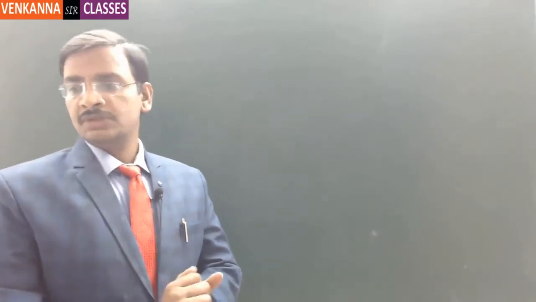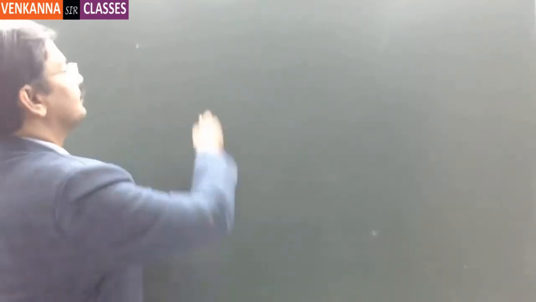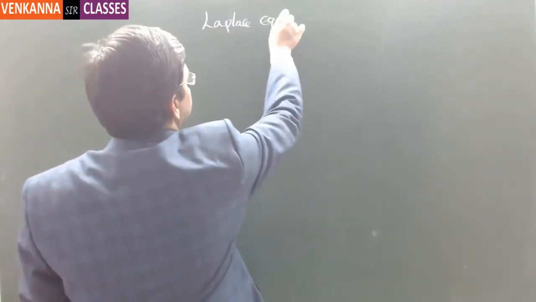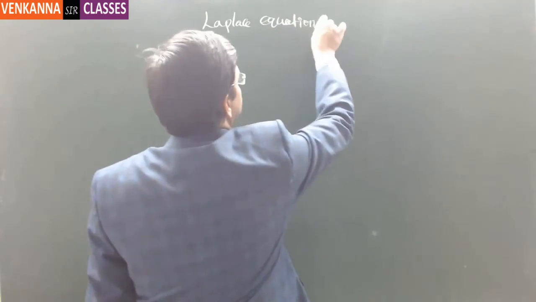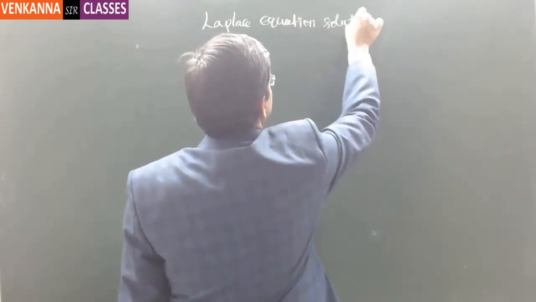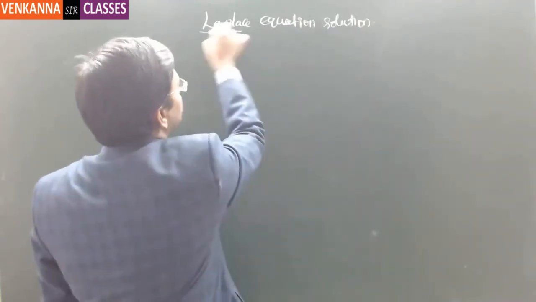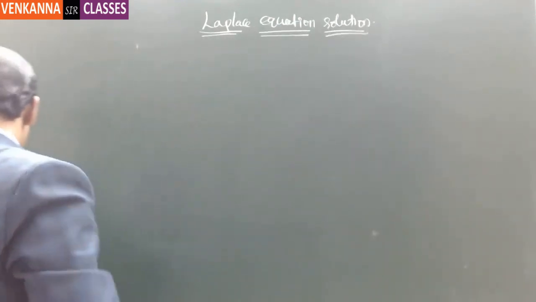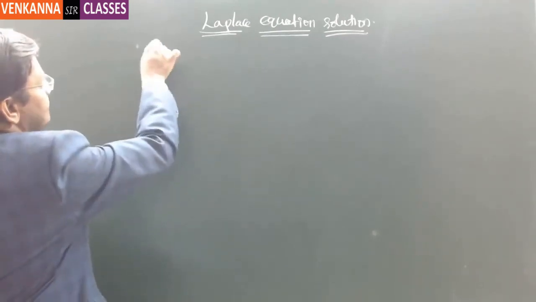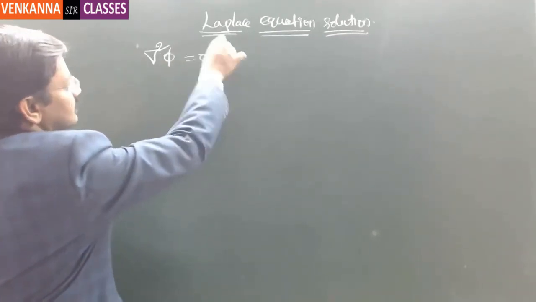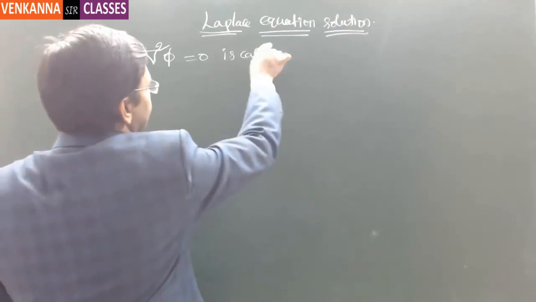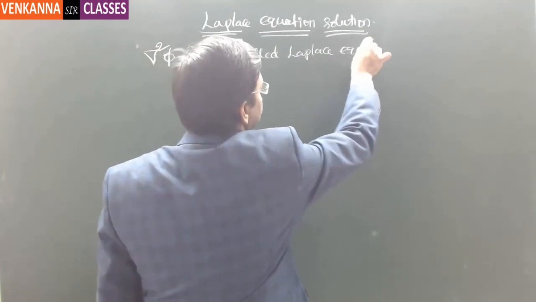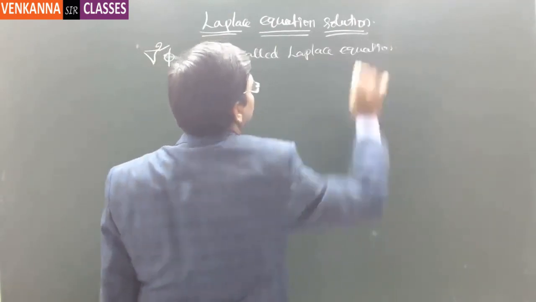Let us start. Today we are going to discuss the Laplace equation solution. So the Laplace equation is del square phi equal to 0. So del square phi equal to 0 is called Laplace equation. Right, so this has many applications, right?